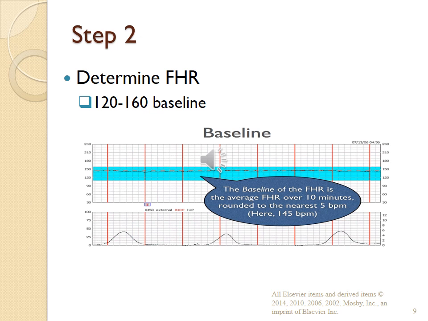Step 2, you must determine the fetal heart rate. Baseline fetal heart rate ranges from 120 to 160. The average fetal heart rate over 10 minutes rounded to the nearest 5 beats per minute. Here it is 145.